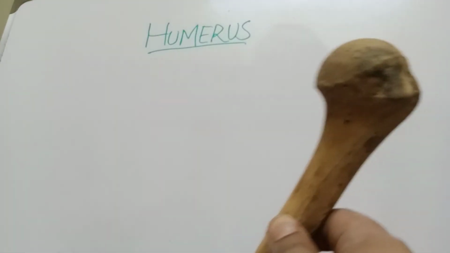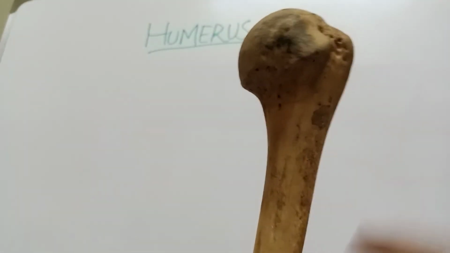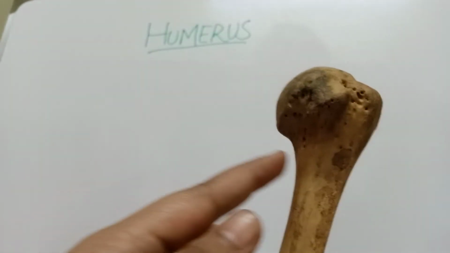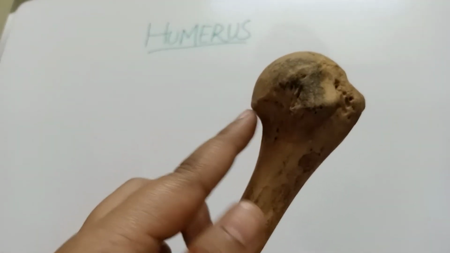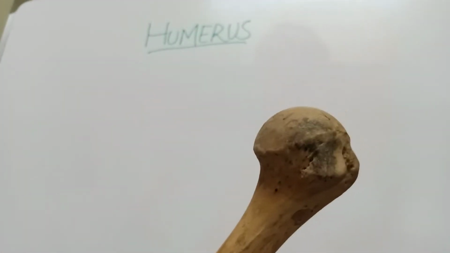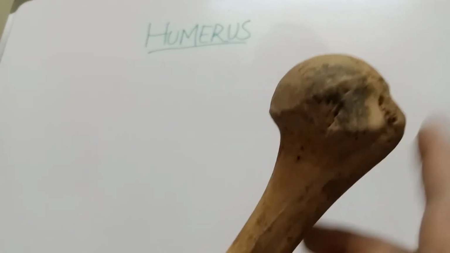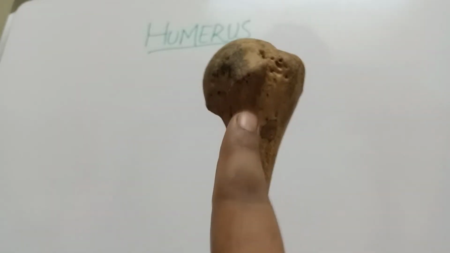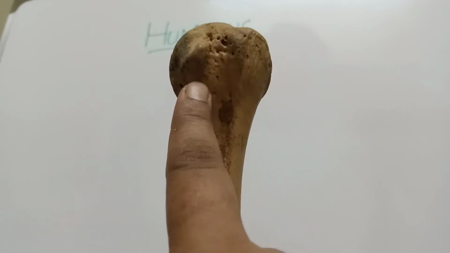The head is about one third of a sphere. Now the line separating the head from the rest of the upper end is the anatomical line. This is called the anatomical neck. There is an elevation in the front of the upper end. It is called the lesser tubercle.